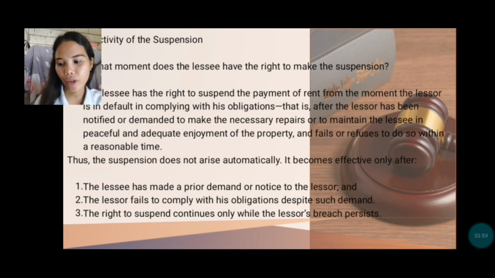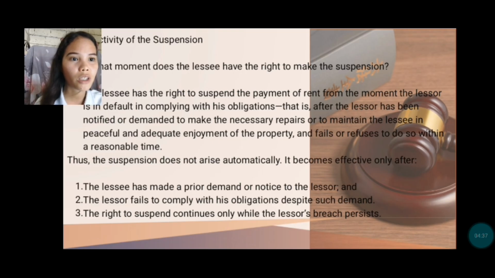Number 3 is effectivity of the suspension. From what moment does the lessee have the right to make the suspension? The lessee has the right to suspend the payment of rent from the moment the lessor is in default in complying with his obligation. That is, after the lessor has been notified or demanded to make the necessary repairs or to maintain the lessee in peaceful and adequate enjoyment of the property, and fails or refuses to do so within a reasonable time. Thus, the suspension does not arise automatically.